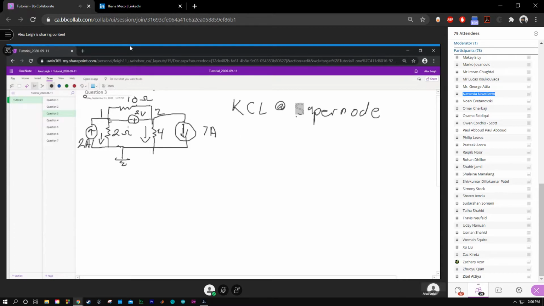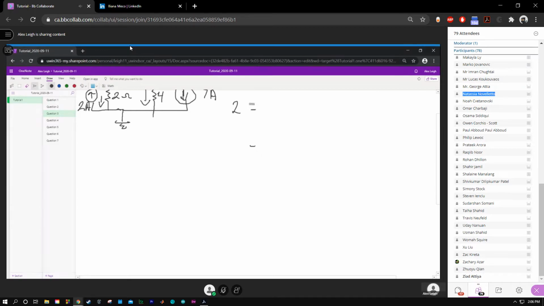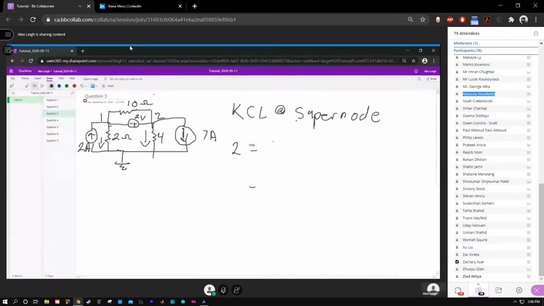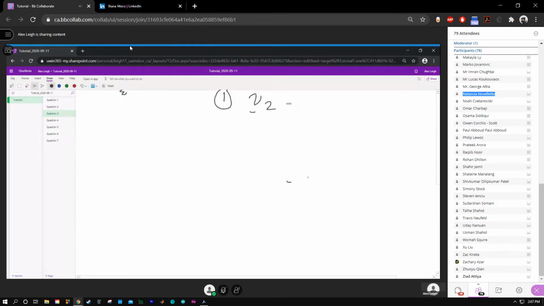So here we have 2 entering, and we have leaving all of these. This one here is V1 minus 0 divided by 2, so V1 over 2. This one here, V2 over 4. And then 7. Again, we just do a math step. I'm going to multiply by 4 to get rid of the denominators, and then we end up with equation 1, which is the following: V2 equals negative 2V1 minus 20.